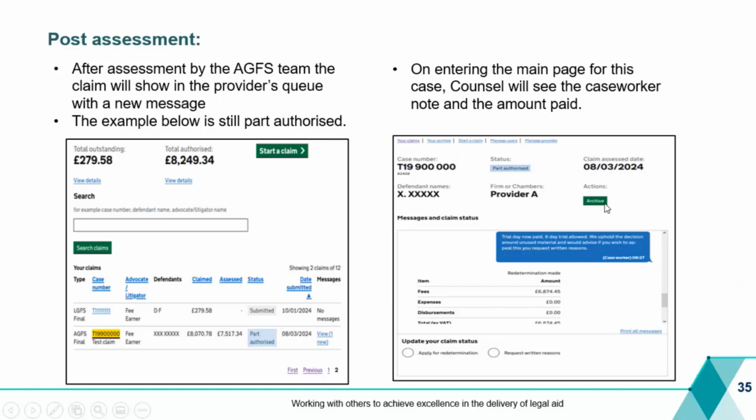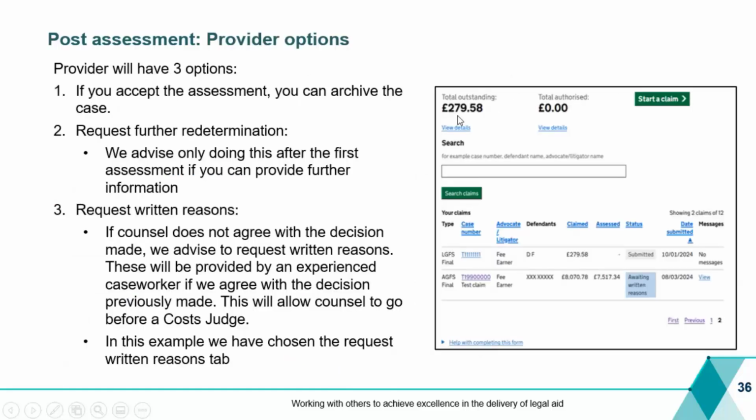You can archive the claim. That archive option would have been available as well after the first assessment. You have the option of applying for a further redetermination, or you can request to go to written reasons. Now, from our perspective, and in this example, we have chosen the written reasons one to show you how to do that.